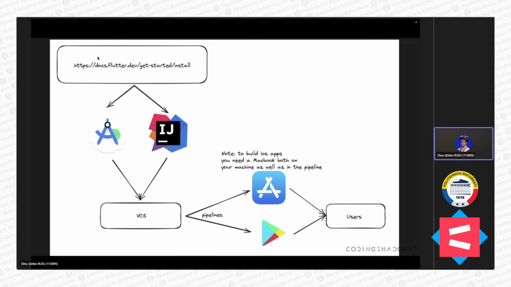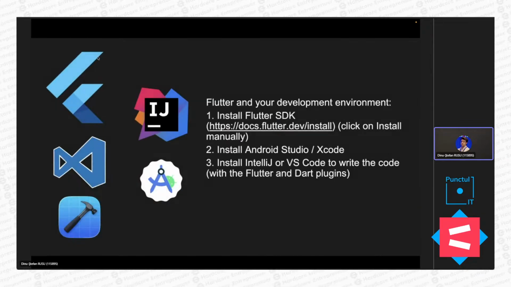Pipelines are a very nice thing. I actually use them for my apps. And all I have to do is just push a commit, and then a couple hours later, my users get the update itself. Good. To develop Flutter apps, once again, you would use Flutter.